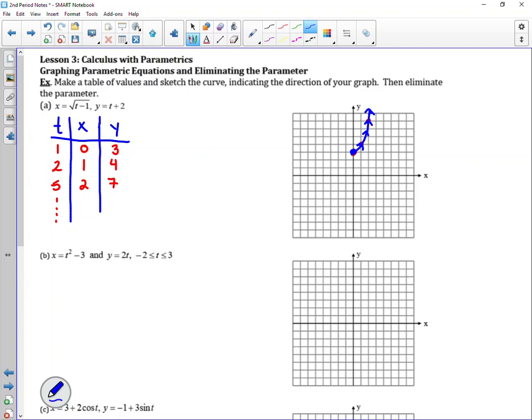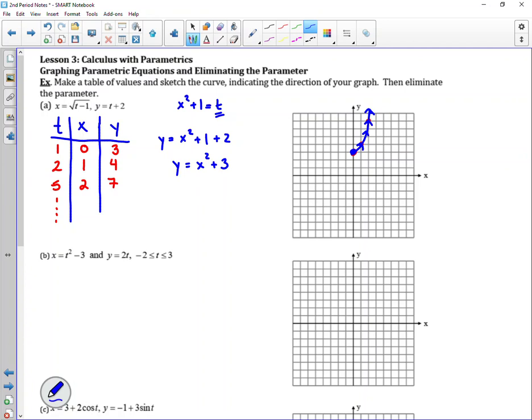Okay? All right, to eliminate the parameter, you just want to solve one of these for t and then plug it into the other one. I'll solve this x equation for t. So x squared plus 1 equals t. I just solved for t. And then I take this t and I plug it into the other function. So y equals x squared plus 3, which looks like the graph of this parametric right here.